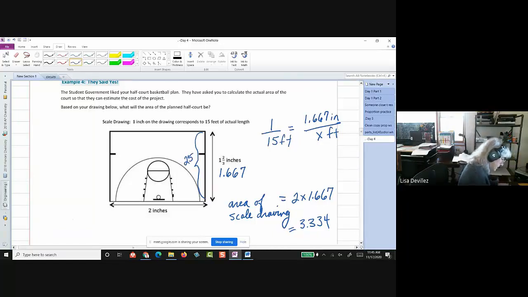And then if I do the same thing with the 2, so 1 inch to 15 feet, and then 2 inches over X, that means that the actual size of this is going to be 30 feet.